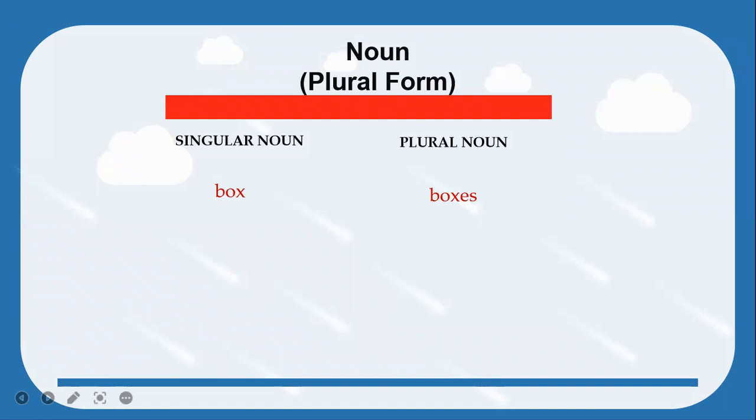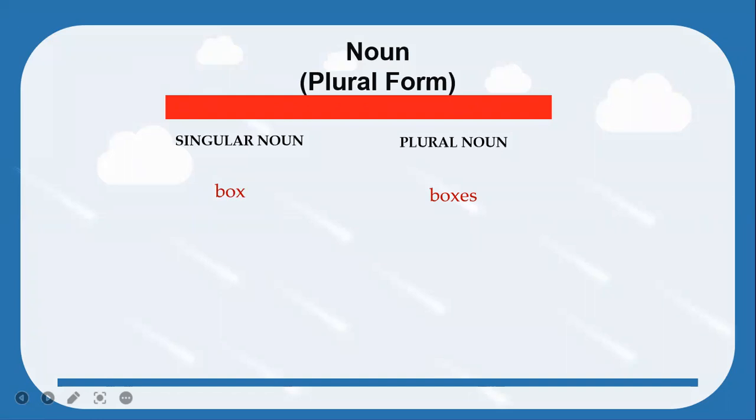I have a box. Okay, box. And then for boxes, you have to use words like two, three, or many, some. Okay, let's continue. Boxes. Sentence, please.